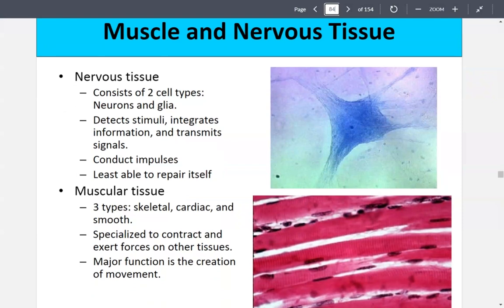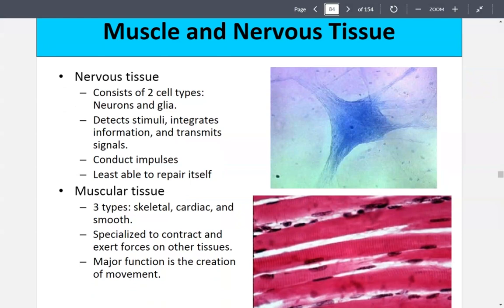So, nervous tissue is going to consist of two cell types, the neurons and the glia. The glia are support cells. We'll talk about this when we talk about the nervous system. Nervous tissue is going to detect stimuli, integrate information, and transmit signals. So it's going to conduct impulses.